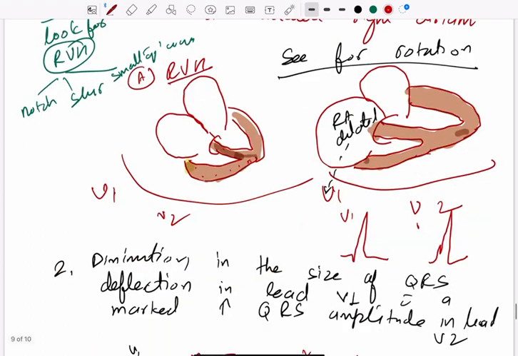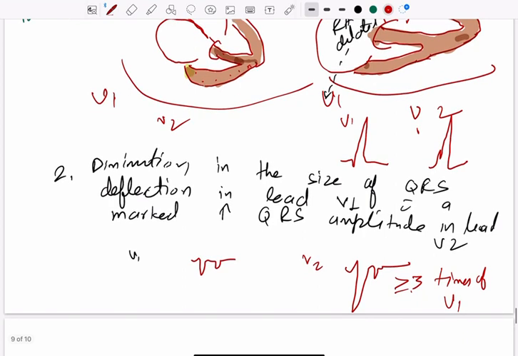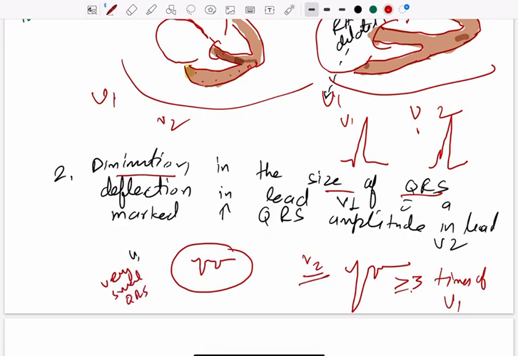The second finding is diminution in the size of the QRS deflection. This is very important because in many ECGs, if you find that V1 has a very small QRS complex, and suddenly in lead V2 it is more than or equal to 3 times that of V1, you have to think about right atrial abnormality.